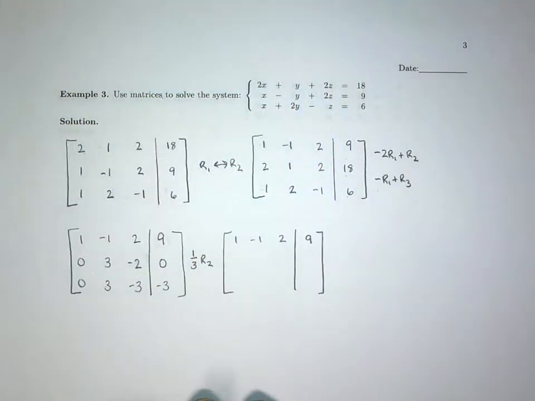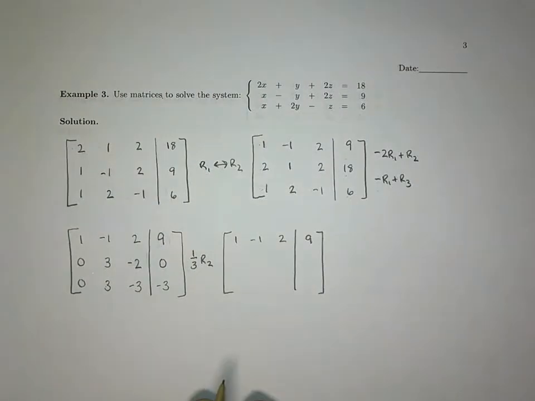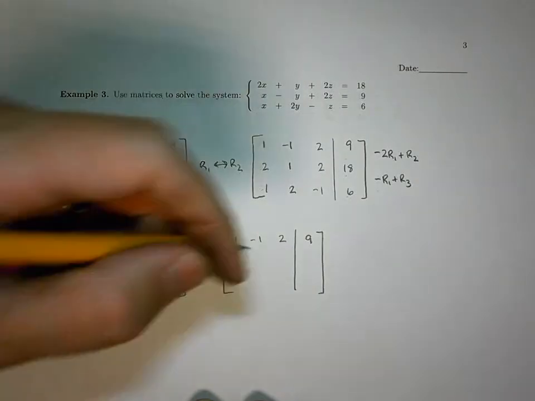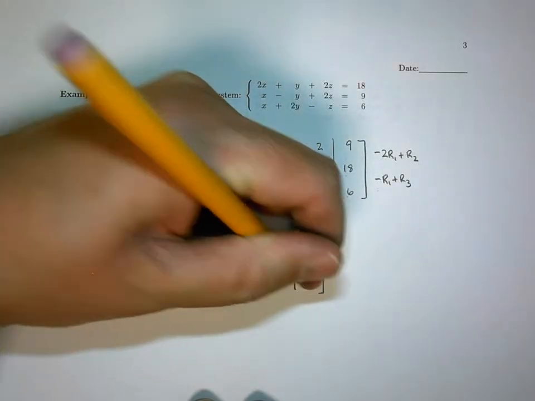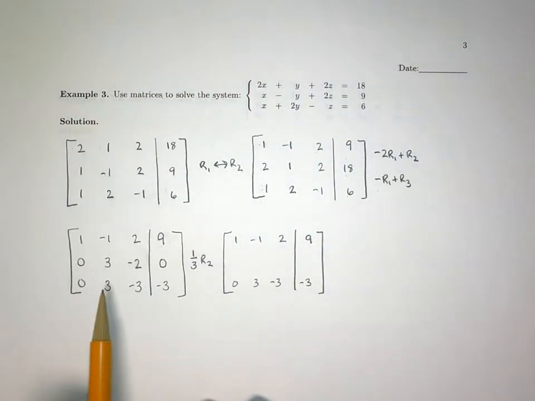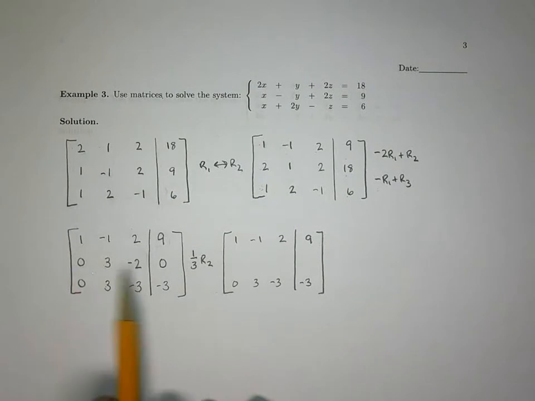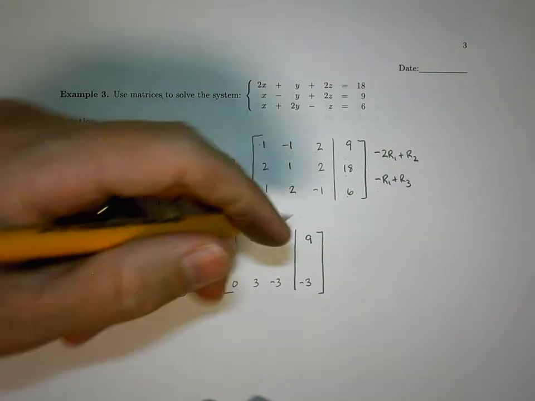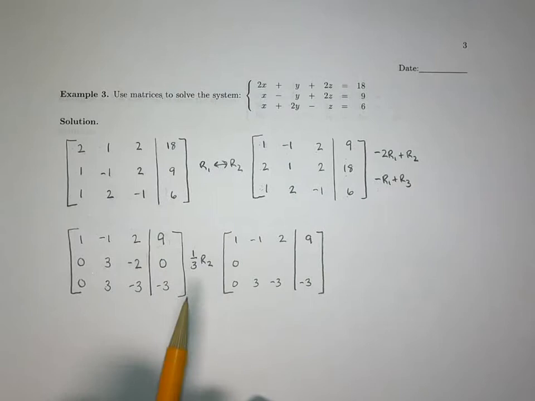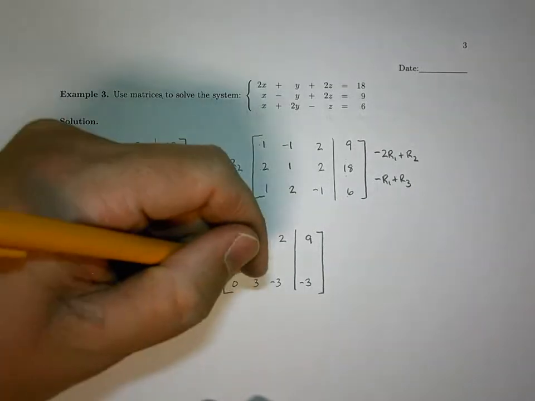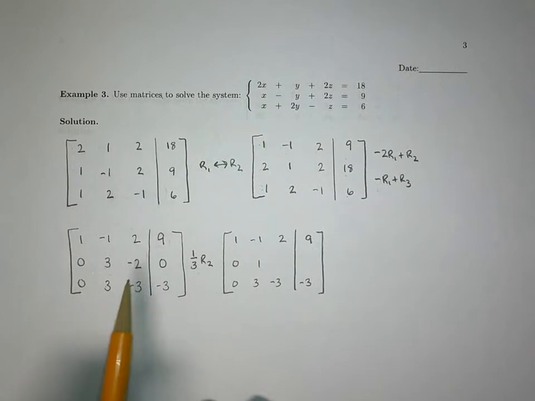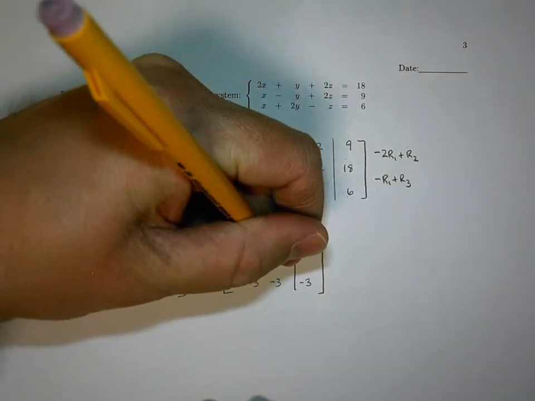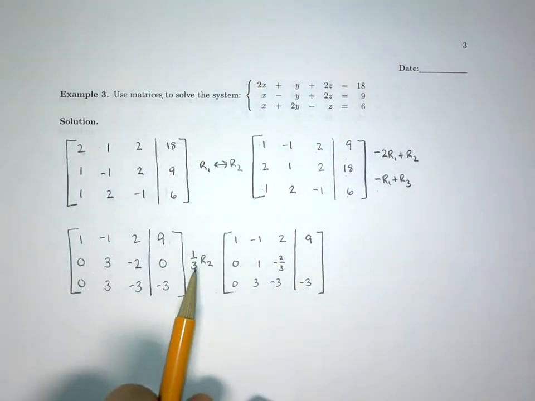So 1, negative 1, 2, 9 is still there. The third row is also not part of it, so 0, 3, negative 3, negative 3. In the second row, a third of 0 is still 0. A third of 3 is 1. A third of negative 2 is negative 2/3. A third of 0 is 0.